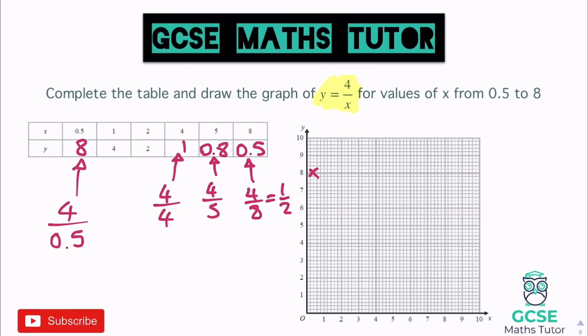So if we actually go about plotting this, we've got 0.5 down the bottom all the way up to 8. That is there. We've got 1 that goes to 4. We've got 2 that goes to 2. 3, we don't have 3, so we can't do that. 4 to 1. 5 we've got 0.8. I'm trying to do this as best as I can, 4 little squares up. And then we've got 8, which is 0.5, and that's there.